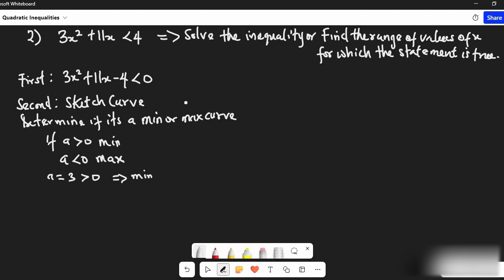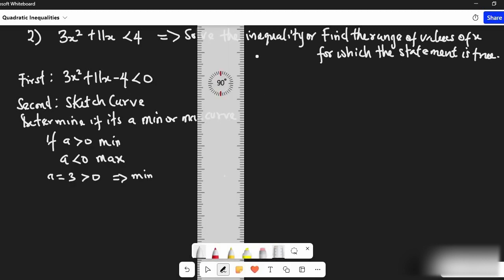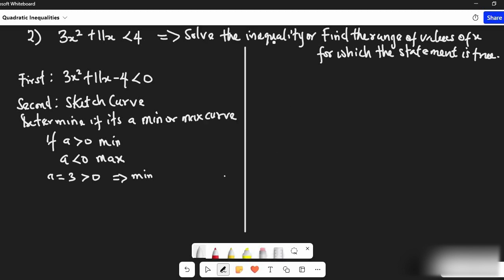Alright, now the next thing to do will be to find the zeros of the function. So to find the zeros of the function, we simply equate the quadratic function to 0. To factorize this, I'm going to use the factorization method here. You can choose to use the quadratic formula or the factorization method. It's really up to you. But I'm going to use the factorization method here.